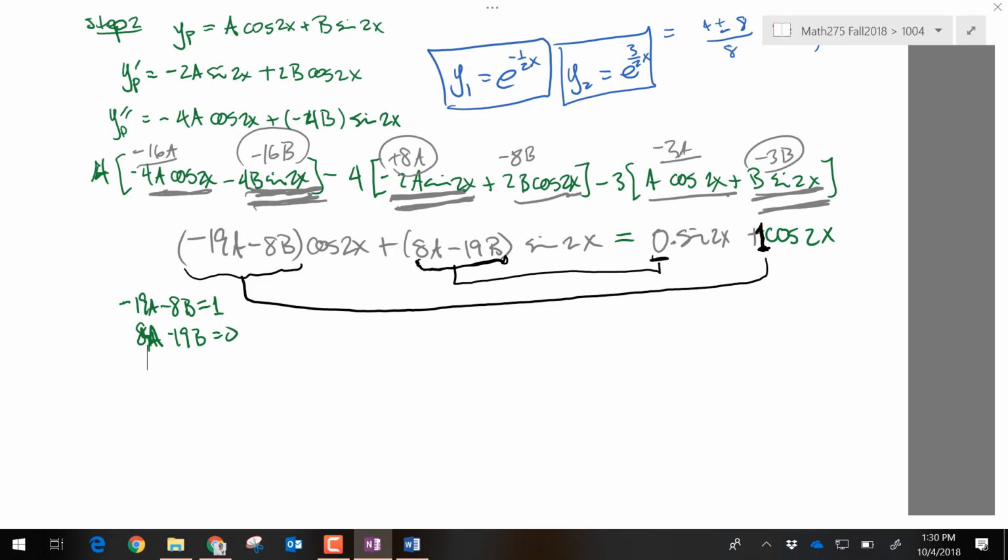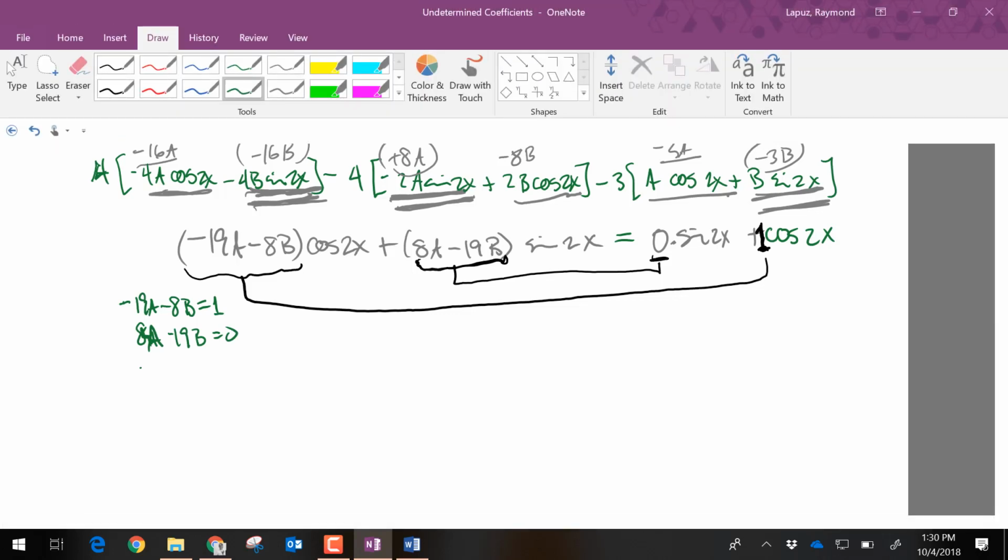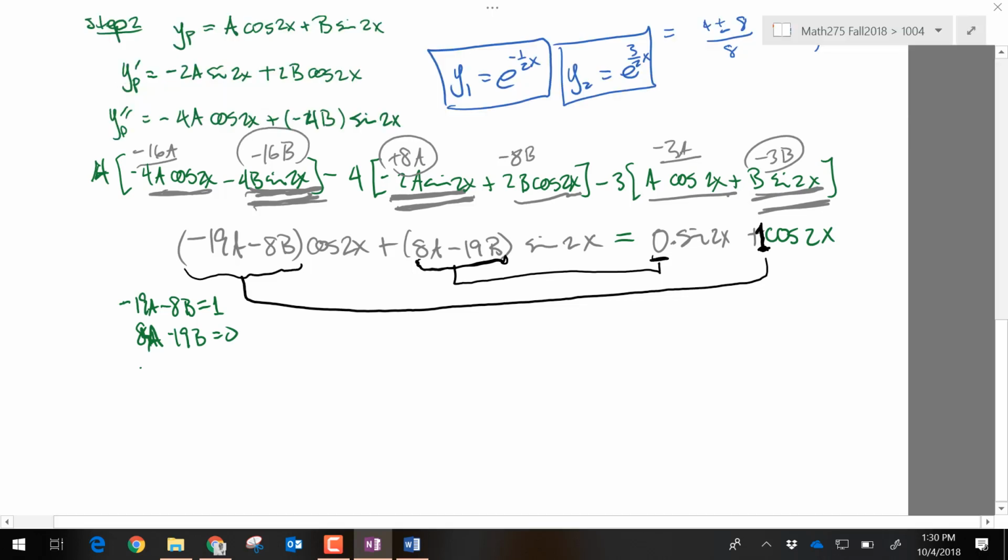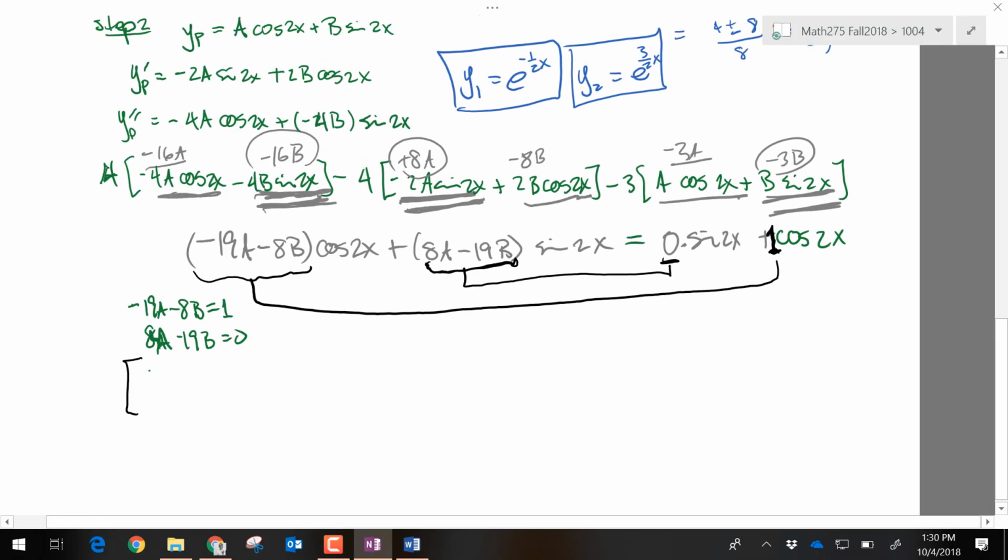This is a 2x2 matrix. Let me show you a cool trick. I think it's cool. There's this thing called Cramer's rule. Have you heard of Cramer's rule?